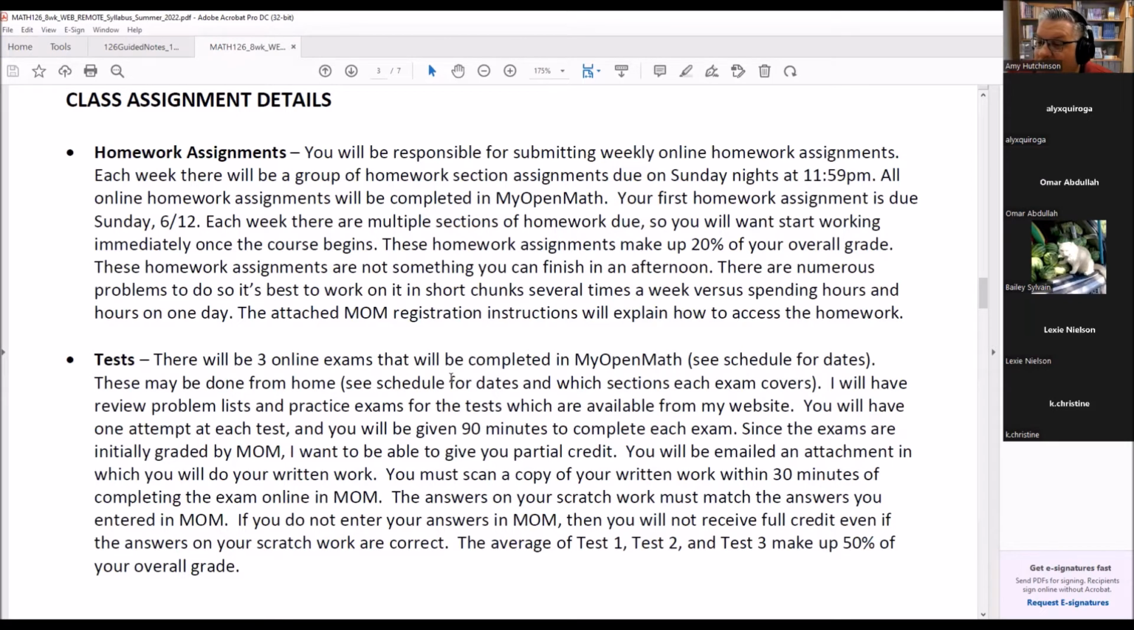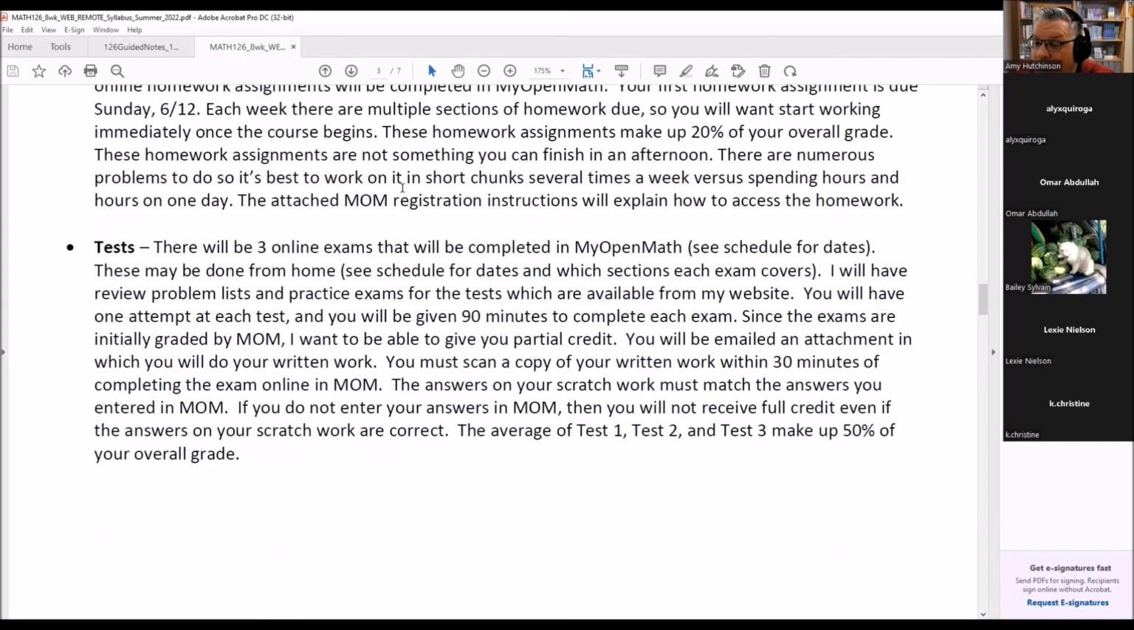So at the end of this syllabus is the My Open Math registration instructions. And so we'll go over that briefly at the end when we get to it.